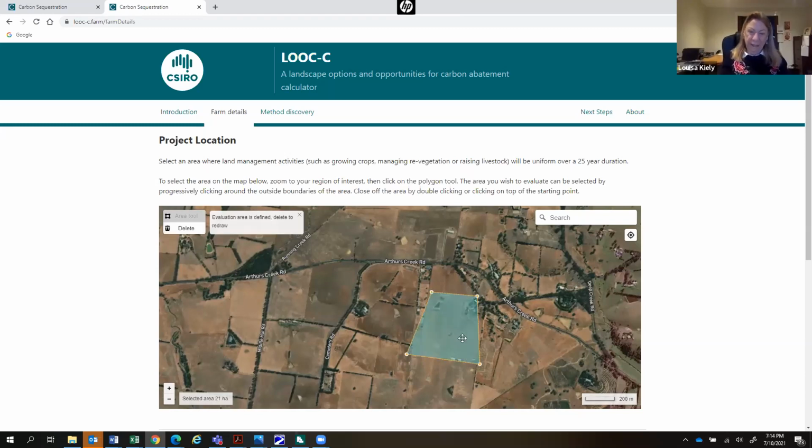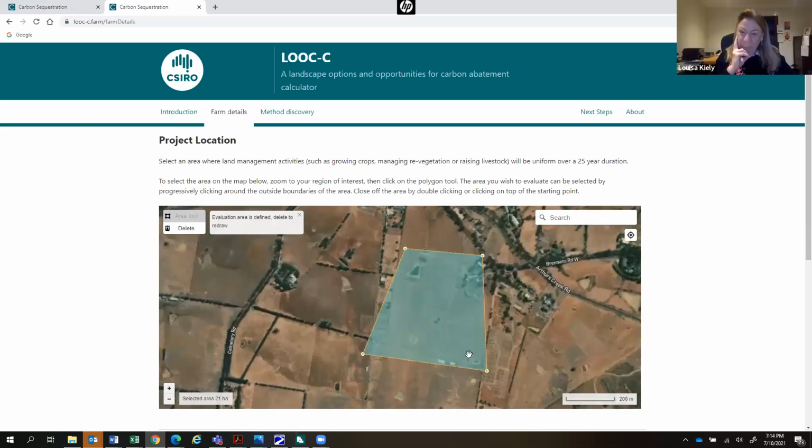Is there a reason you chose this area, Stephanie? Is it just because you know it? Why Arthur's Creek? It's in Nillumbik, and there's lots of beef grazing predominantly in Arthur's Creek. And this bit I just zoomed in randomly. We haven't got that nice group of trees, but that's okay.